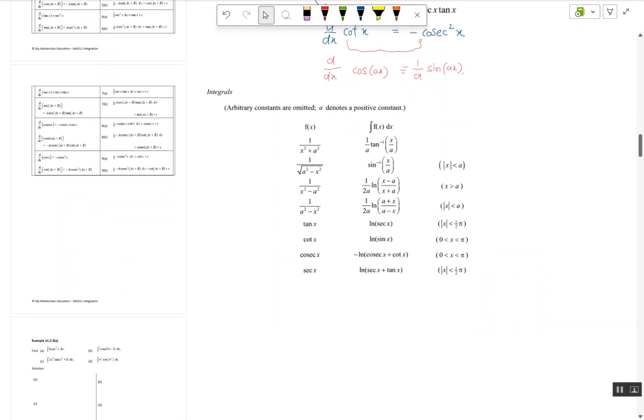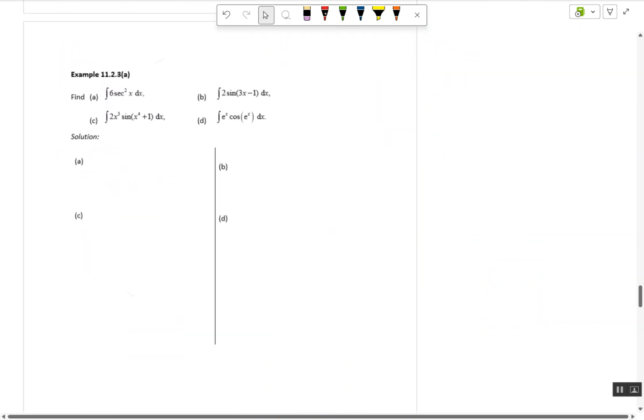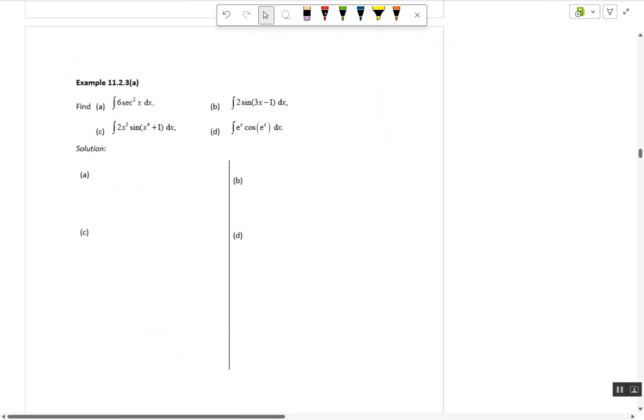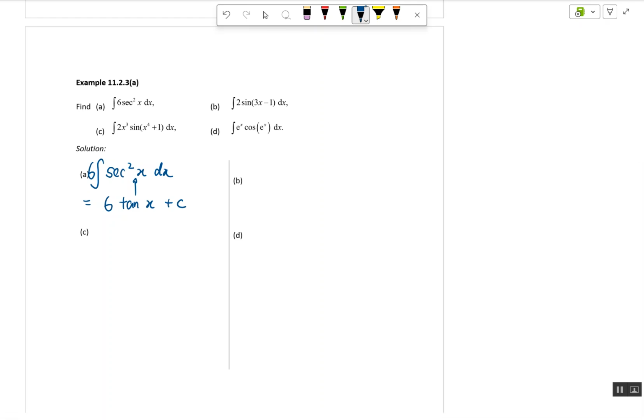Now, with regards to integration of trigo that is weird, for example, the first one will just be simple: integration of 6 secant squared. The 6 put on the outside, secant squared, I'm just going to get 6 tangent x plus c, because differentiate tangent, I get secant squared. So if you know differentiate what to get what, then when you do others, it's going to be easier, like this. Look at c, integral of 2x cubed sine x to the power of 4 plus 1 dx.